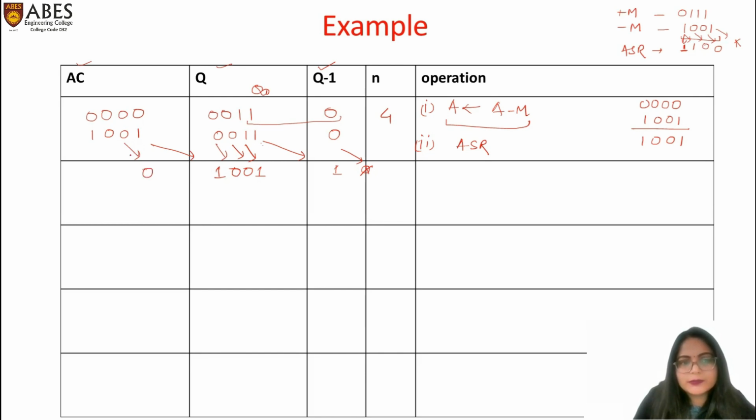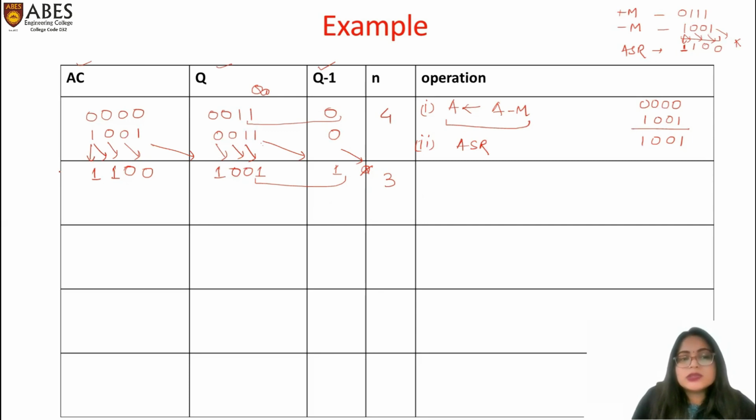This 0 will become, this 1 will become 0. Then this 0 will be placed here. 1 will be placed at the place of 0. And 1 will be copied as MSB also. So this is the final result after ASR. Clear? Now we need to see that after ASR, the counter will be decreased by 1.